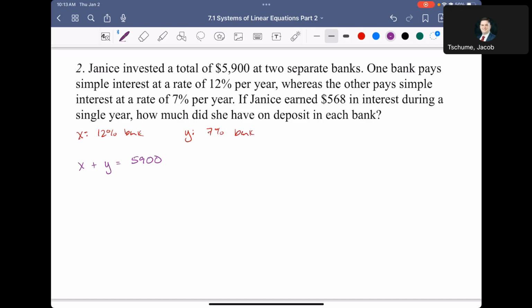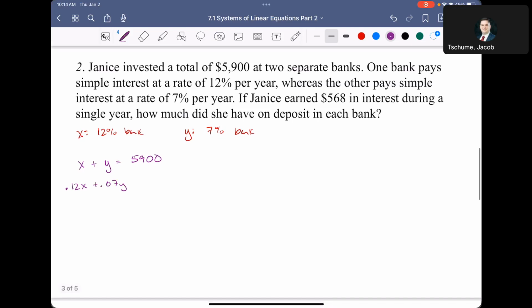Now here comes your interest and your percentages. So in the X bank, we're gonna make 12% interest. Remember though that percentages, you have to move the decimal place to the left twice. So I'm not gonna write 12x, I'm gonna write 0.12x. Similarly, you've got your 7% bank. So if I move the decimal to the left twice, that would be 0.07y.